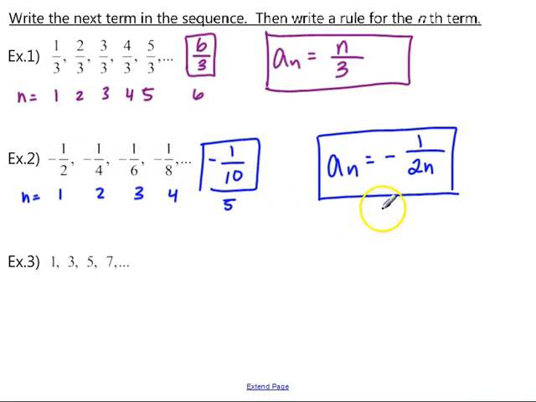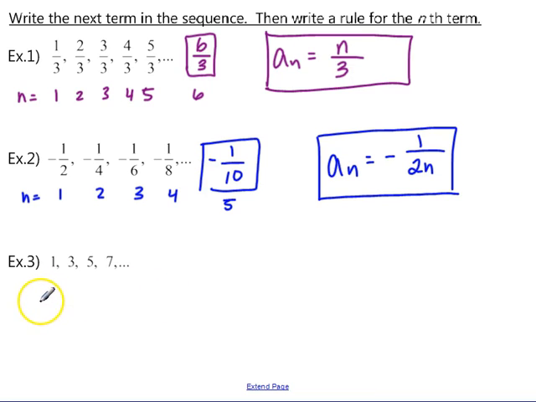Now writing a rule for the nth term, again, it's always going to be negative. It's always going to be a fraction with the 1 on the top. So to represent the denominator, we need to figure out the relationship between the term number and the number itself. So 1 times 2 is 2, 2 times 2 is 4, 3 times 2 is 6, and 4 times 2 is 8. So we take the term number and we're always going to multiply it by 2.